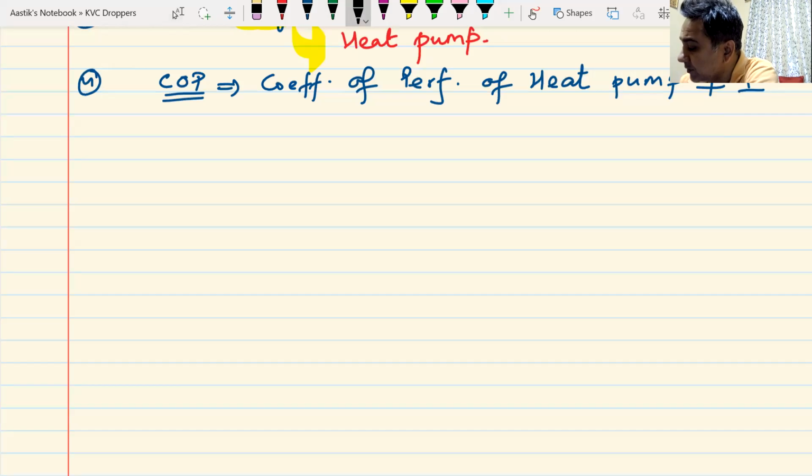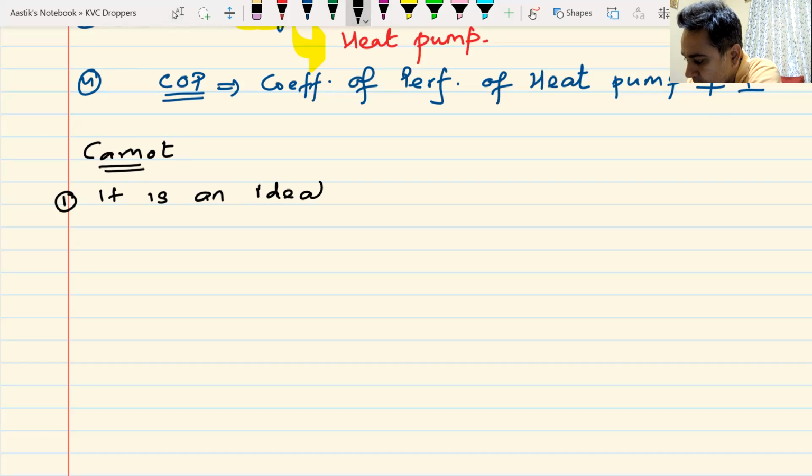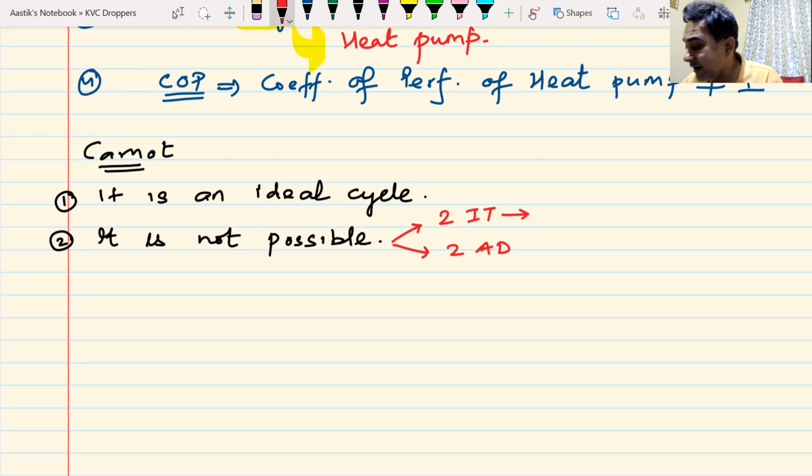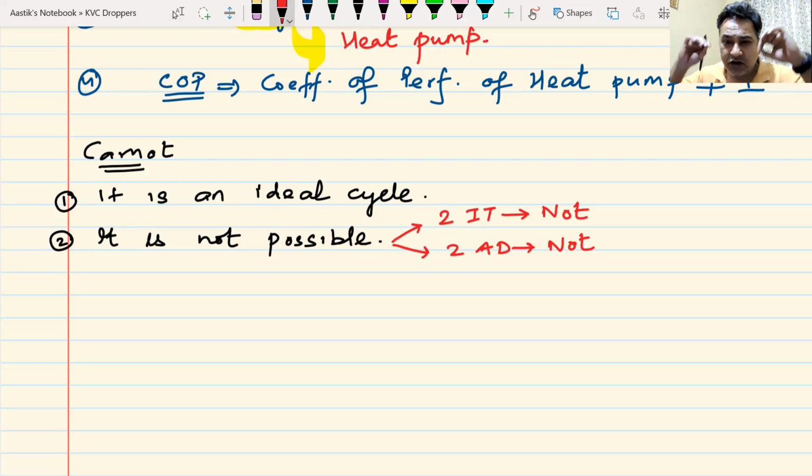Then just write these important points about the Carnot cycle or Carnot engine. Number one, it is an ideal cycle. This cycle is not possible to create. Why is it not possible to create? It is only a theoretical cycle. You cannot create a practical Carnot engine. Why? Because it has two isothermal processes and two adiabatic processes. And remember, an ideal isothermal process is not possible. Similarly, an ideal adiabatic process is not possible, and hence this Carnot cycle is a pure theoretical concept. It's an ideal cycle that cannot be put into practice. Do we understand this?